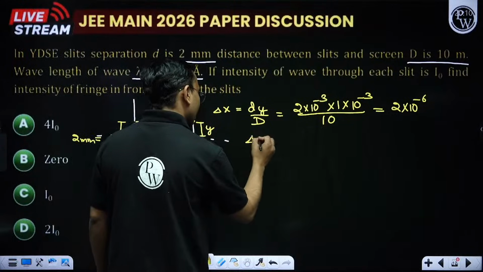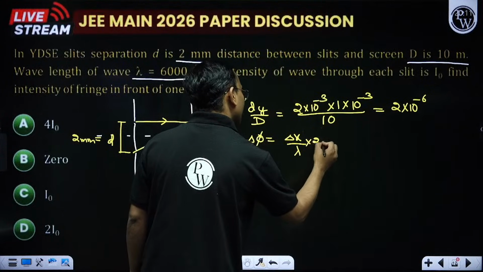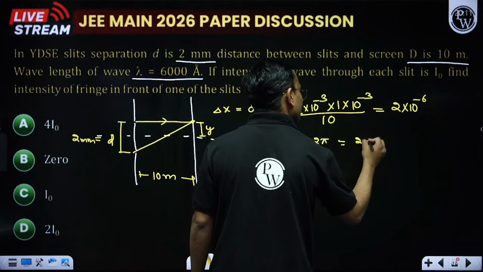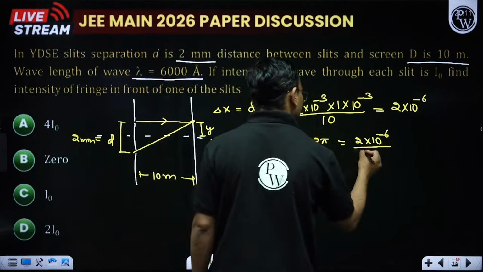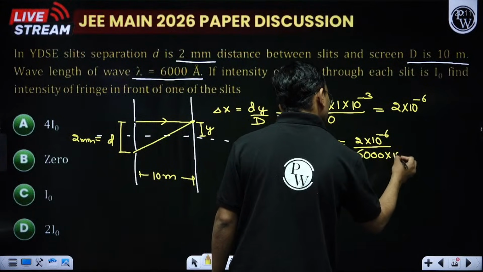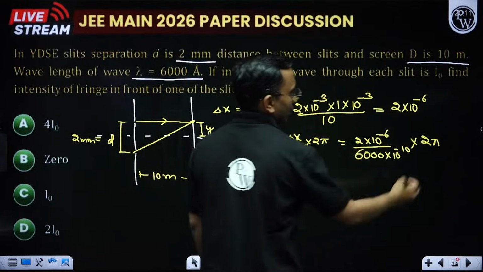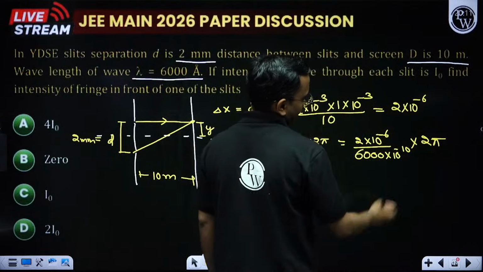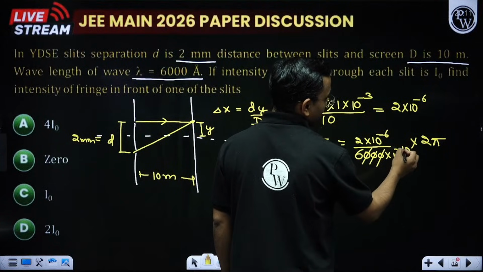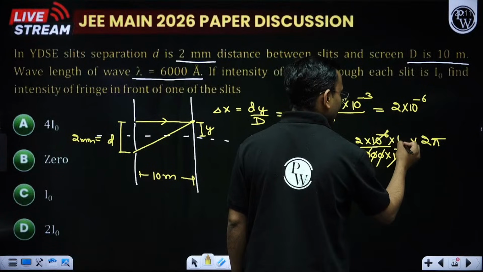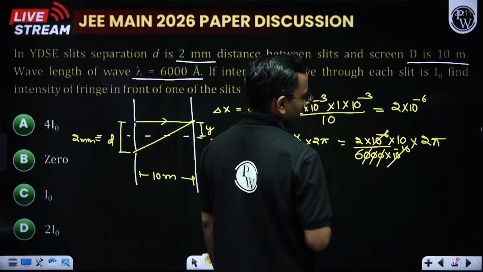Now what is delta phi? Phase difference is equal to delta x divided by lambda into 2 pi. What is delta x? 2 into 10 to the power minus 6. What is lambda? Lambda is 6000 angstrom. 6000 angstrom means 10 to the power minus 10 into 2 pi. Now what is it? This is 10 to the power minus 7. This 10 will remain in the numerator. And what is it now?